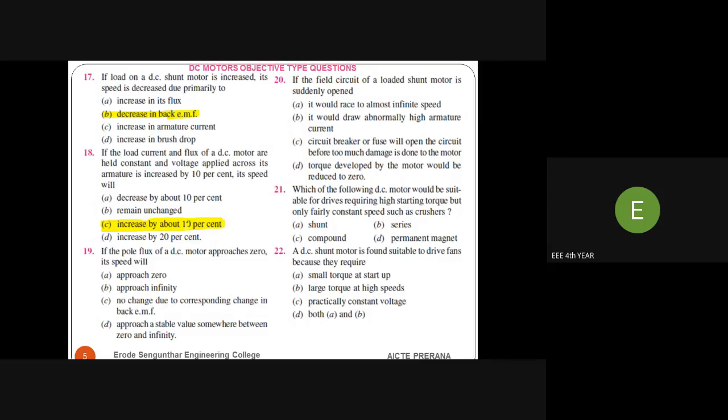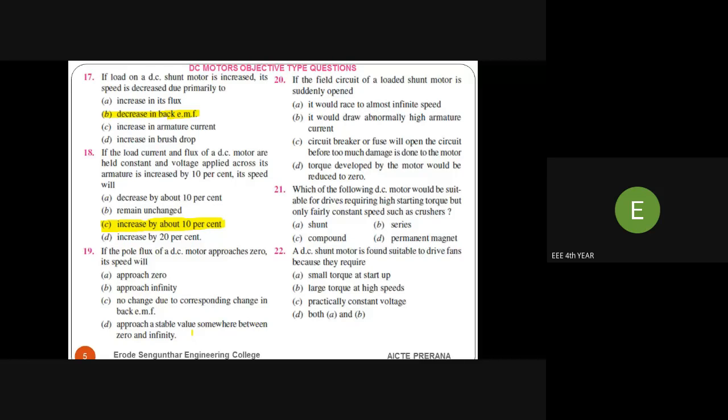Okay, so question number 19. If the pole flux of a DC motor approaches 0, its speed will: approach 0; approach infinity; no change due to corresponding change in back EMF; approach a stable value somewhere between 0 and infinity.